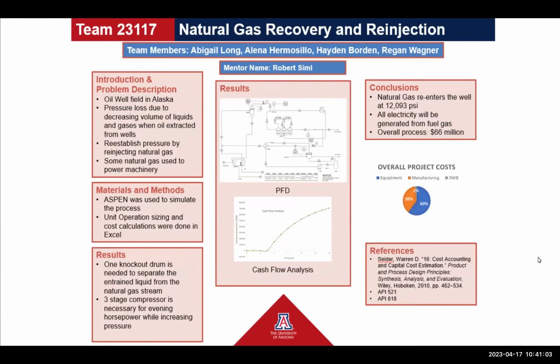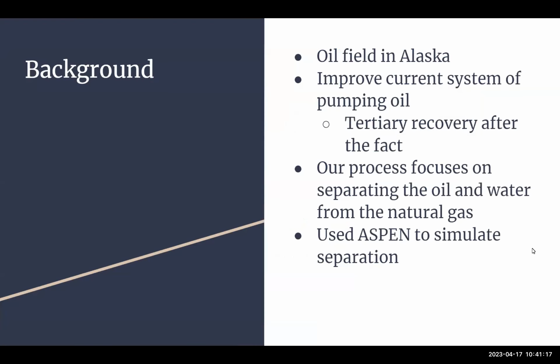The big conclusions are that the natural gas has to re-enter the well at just over 12,000 PSI. All of our electricity will be generated from our fuel gas, and the overall process costs just around $66 million. So now we're going to get into how we got there.